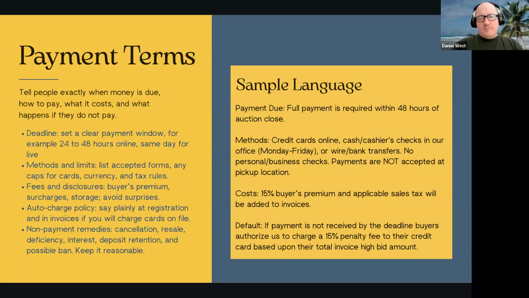By default, I'm talking about online auctions. Much of what I'm saying applies to live on-site auctions as well. But when I sort of am defaulting, I'm usually just talking about timed online auctions. Anyway, the point is that you want to have this payment window.